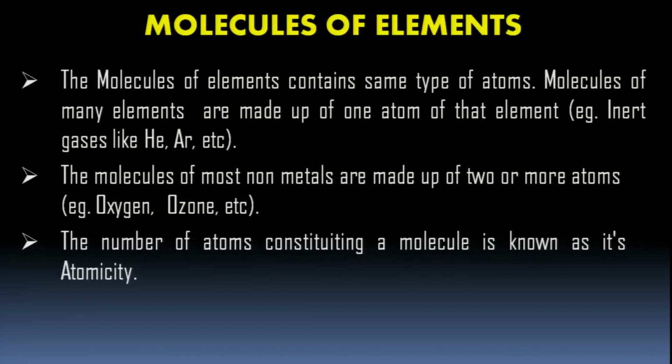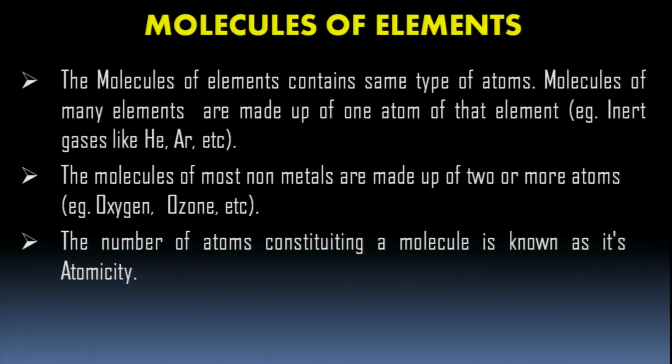Like others, molecules of most nonmetals are made up of 2 or more atoms. Example, oxygen, O2, ozone, O3, chlorine, Cl2, nitrogen, N2. These are in gaseous forms. The number of atoms constituting a molecule is known as its atomicity. Okay, let's see what's that.